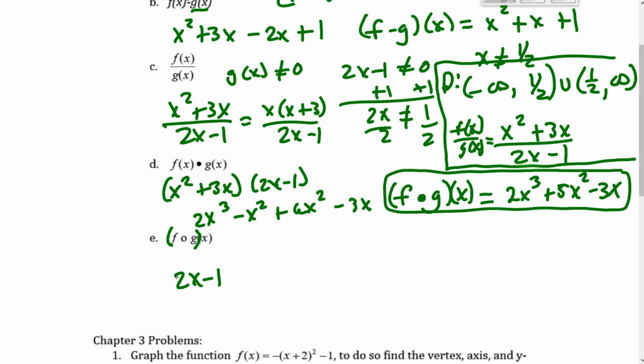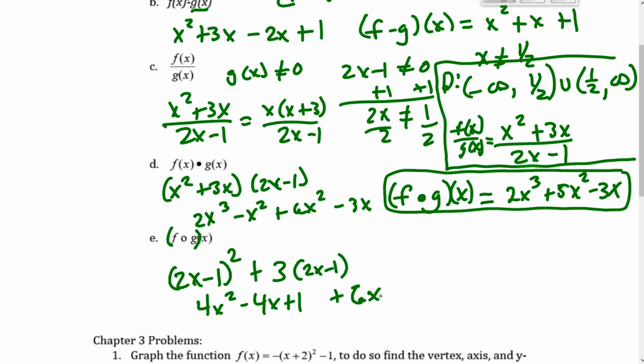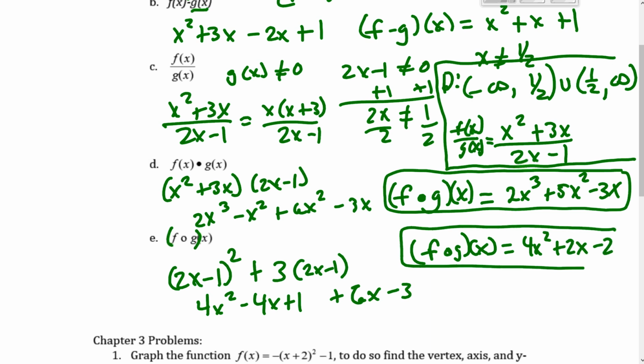So f is x squared first, so this is now my x, and it's being squared. And then I'm going to add 3 times my x, so my x is now my g, which is 2x minus 1. So I'm going to simplify this to 4x squared minus 4x plus 1, and then plus 6x minus 3, because I'm distributing the 3. And so f of g of x is equal to 4x squared plus 2x minus 2. So there's all of chapter 2.